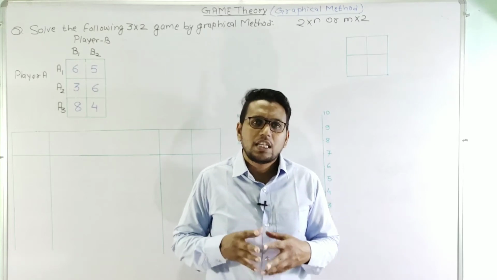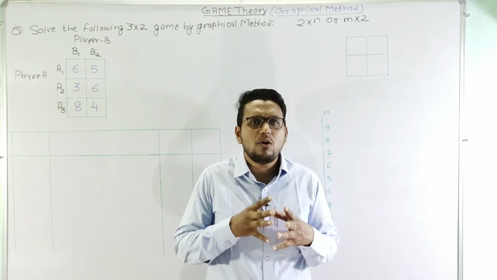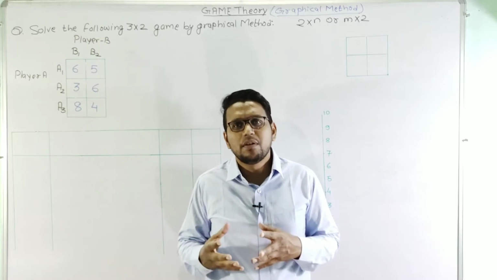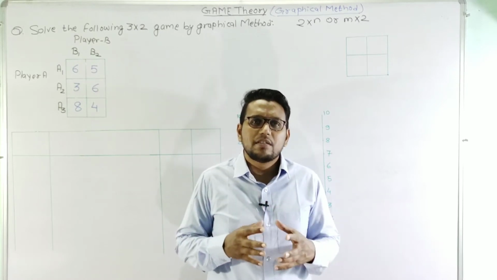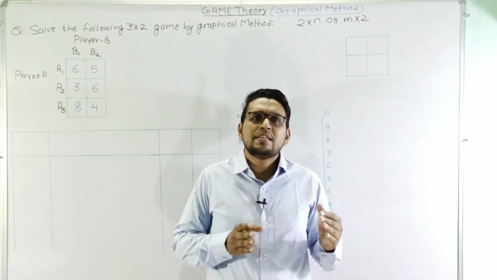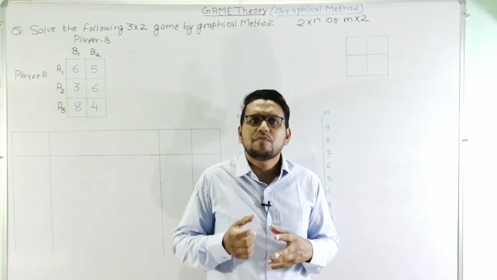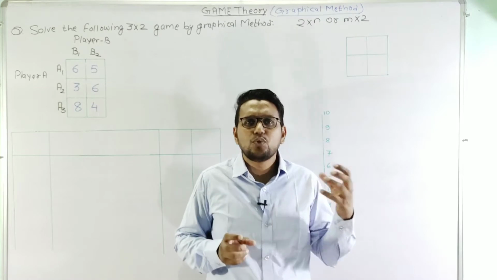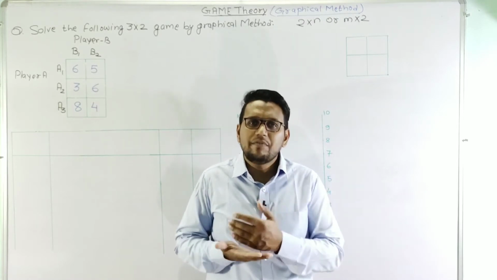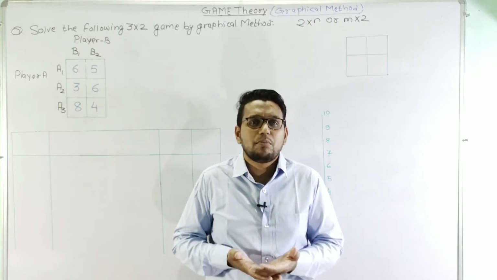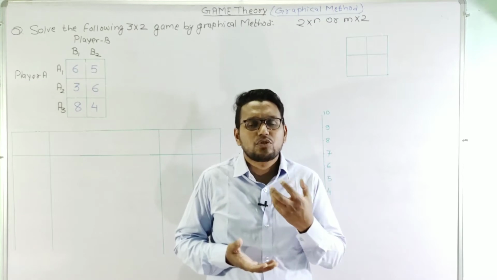We are dealing with the topic of game theory under operations research. In our previous lecture we saw how to solve a game theory problem by using the graphical method, and today we are going to extend it by solving another problem. In the previous lecture we solved a game theory problem having a 2 cross n matrix, and today we are going to see a problem having an m cross 2 matrix.